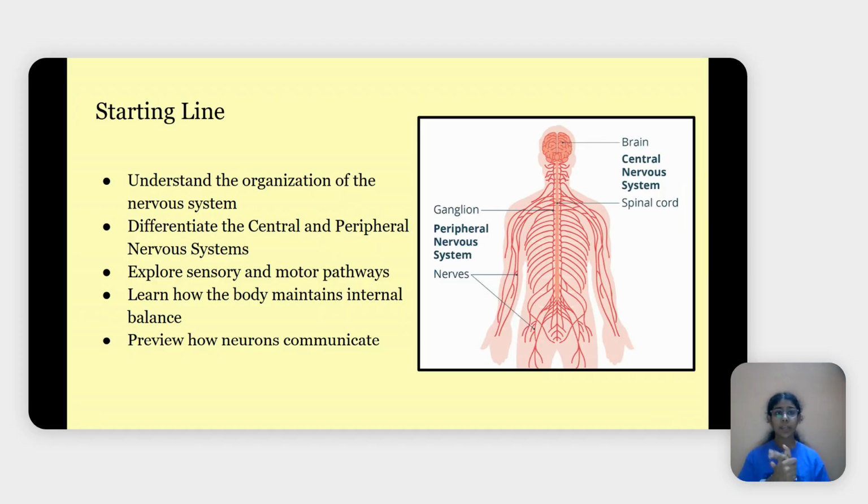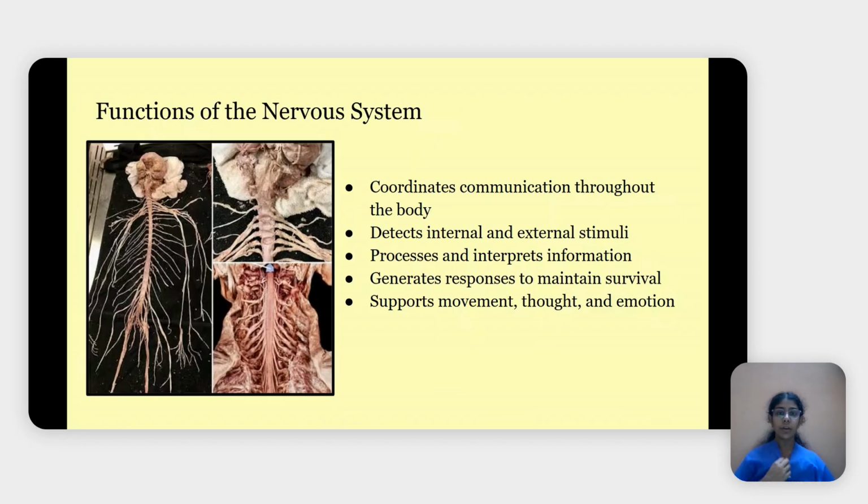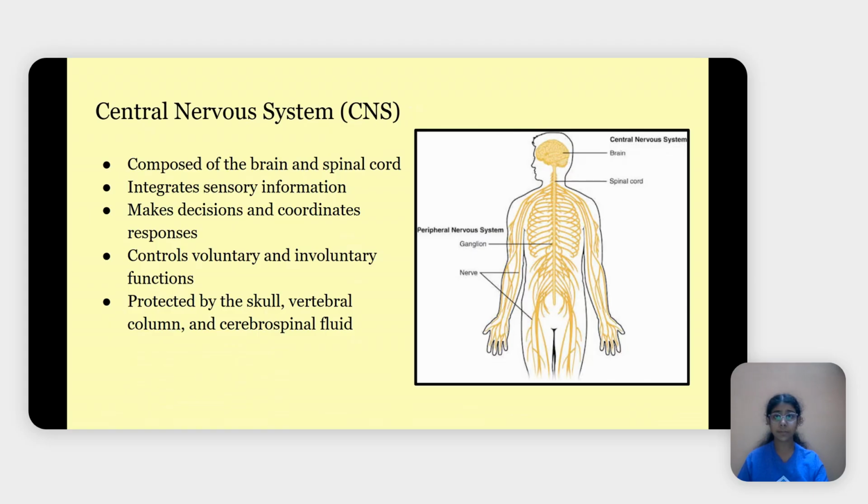Now, in this module, we'll be covering a few things. First, we will begin by understanding the organization of the nervous system, then differentiating the central and peripheral nervous system, exploring the sensory and motor pathways, learning how the body maintains internal balance, and get a little preview as to how neurons communicate with each other. The nervous system's overall functions are to coordinate communication throughout the body, detect internal and external stimuli, process and interpret information, generate responses to maintain survival, and support movement, thought, and emotions.